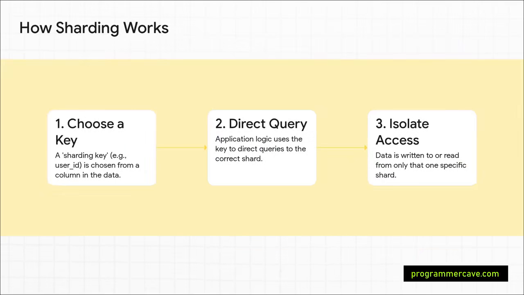So how does your app know which volume or shard to go to? It uses something called a sharding key. This is usually some piece of data you already have, like a user's ID. Your application code looks at the user ID in a request, does a quick calculation, and knows instantly, this user's data lives on shard number 3.